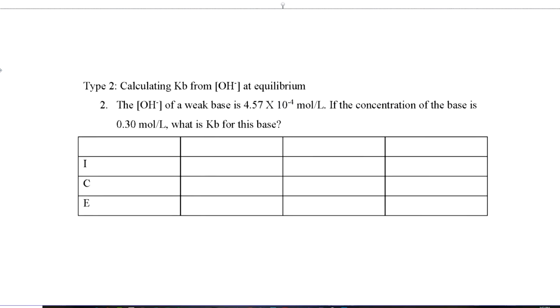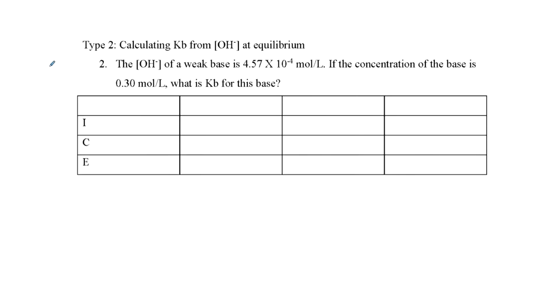Okay, one more problem, and this is just the next type of Kb problem, and this would be very similar to the second type of Ka problem. Now this one, we're going to calculate Kb, and we're given the OH negative concentration at equilibrium. So here you'll notice the question does not give us a specific type of base. It just says the OH negative concentration of a weak base is 4.57 times 10 to the negative 4 moles per liter. If the concentration of the base is 0.3 mole per liter, what is the Kb for this base?